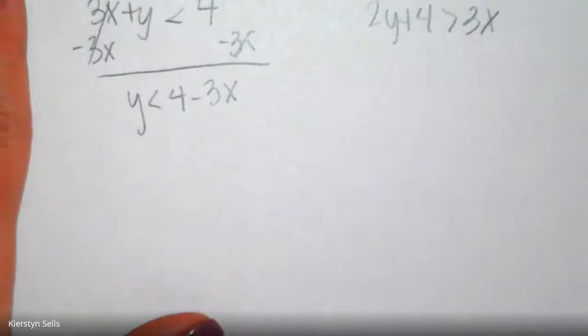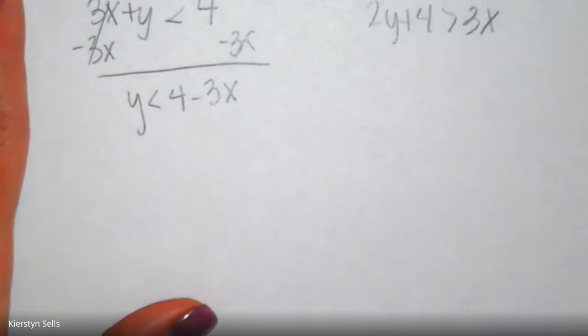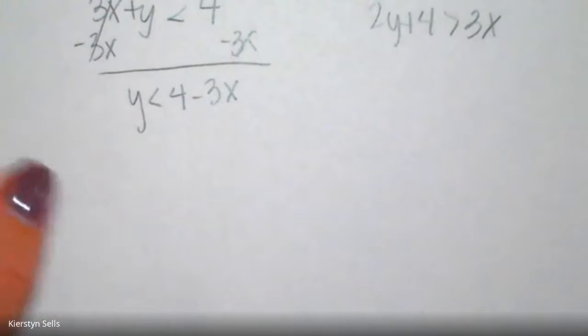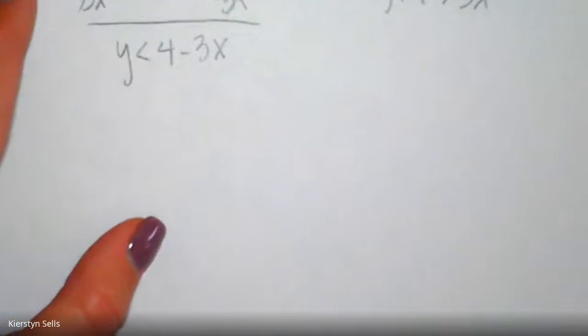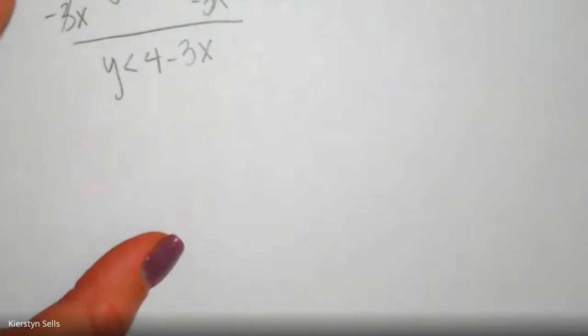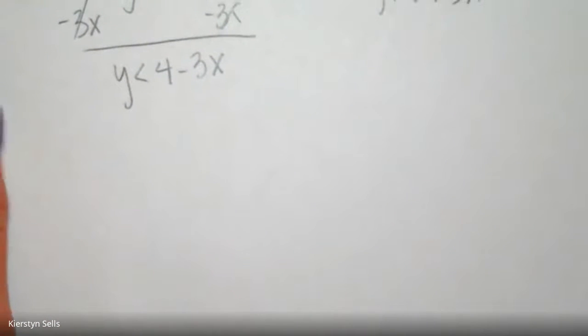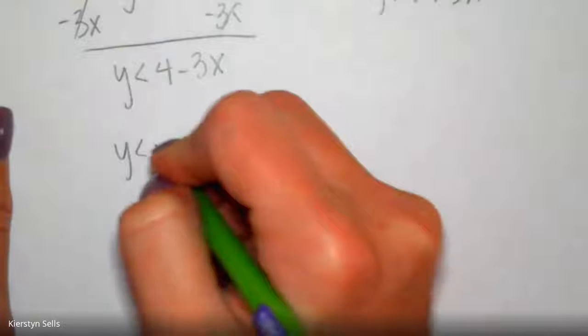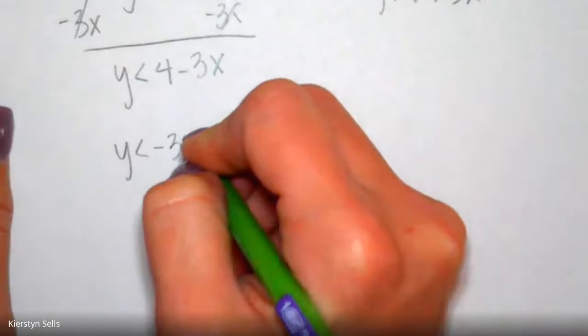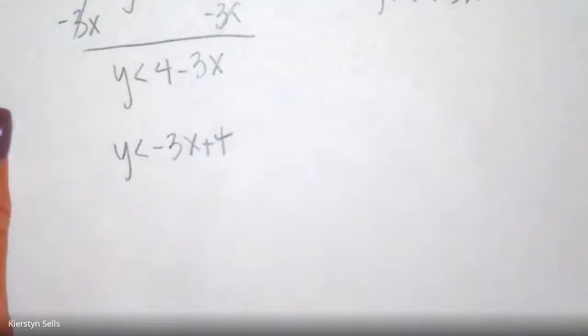Is y by itself now, Race? Yes. Okay, I just need to shuffle the order. What's the correct order to write this in? John, how do I get this in mx plus b form? I swap in the line. Yep. y equals -3x plus 4. y less than -3x plus 4.